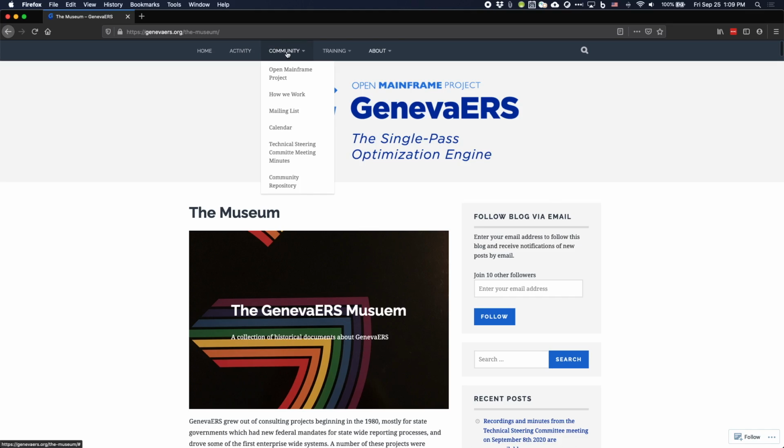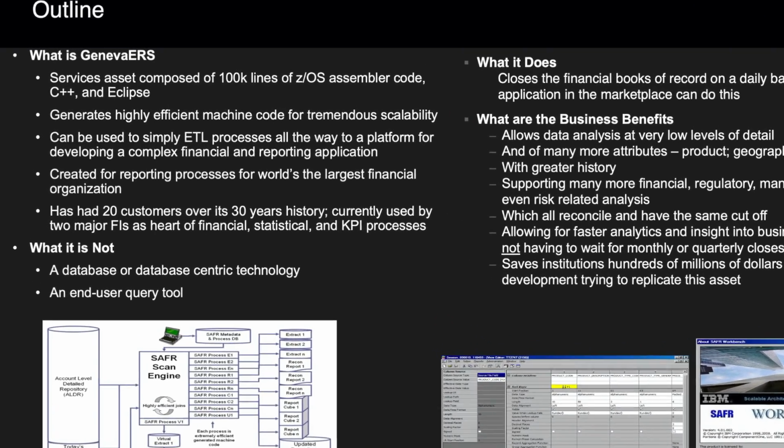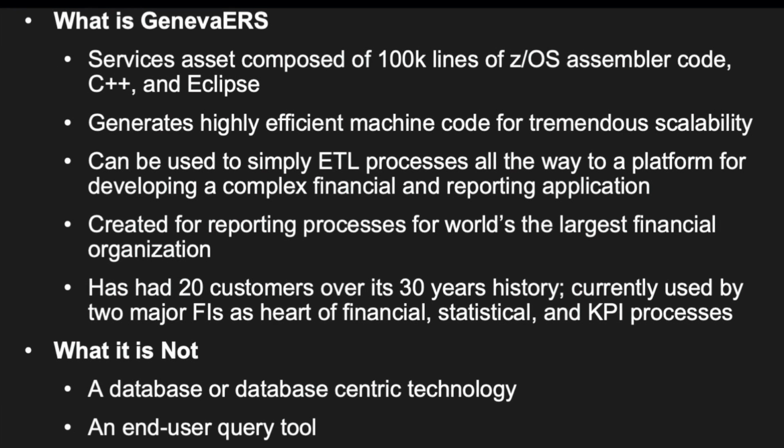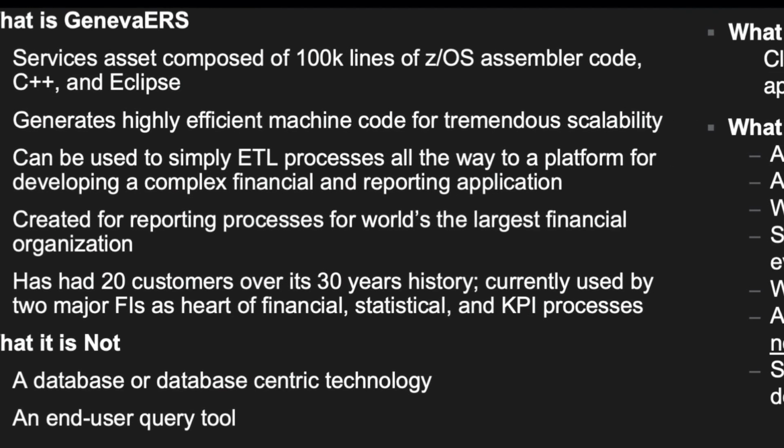It has some affinity, some similarity, you might say, to Spark. Apache Spark is an application. It tends to have higher performance than Spark. It has always been a z/OS native tool. It generates machine code and executes it in parallel.